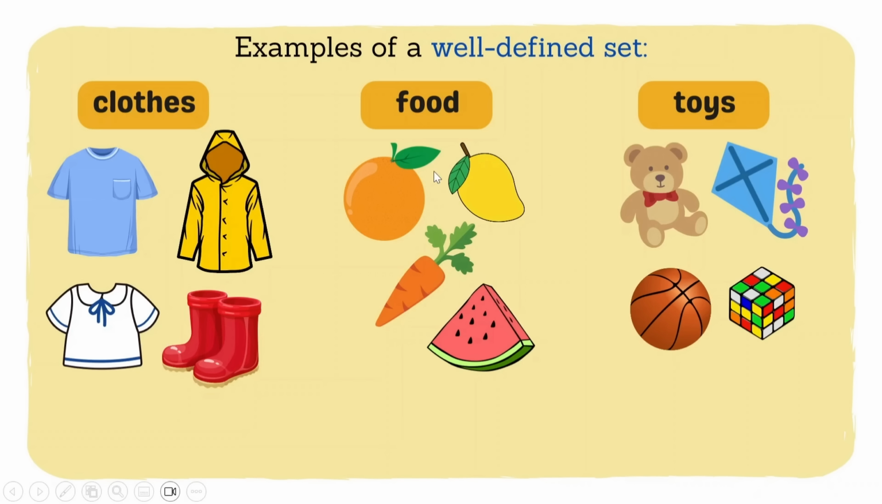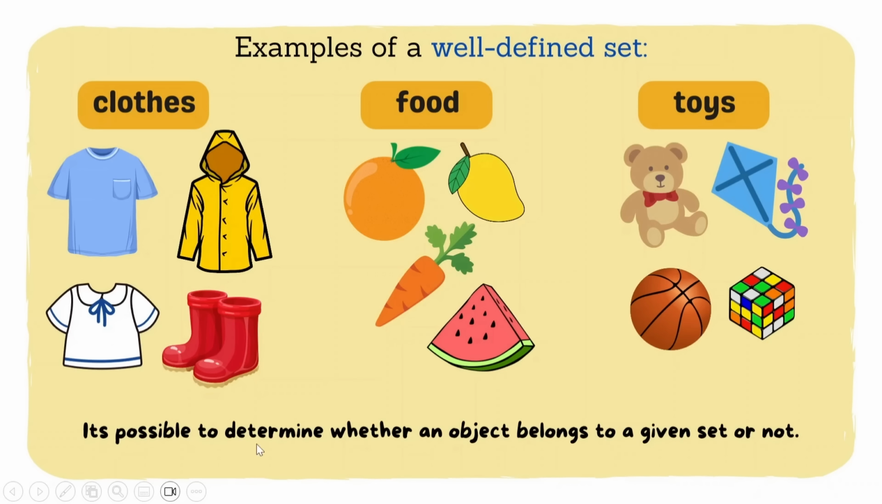The same is true with the food. The elements here are all well-defined. Okay? And also with the toys. Okay? That is what well-defined means. In short, it's possible to determine whether an object belongs to a given set or not.